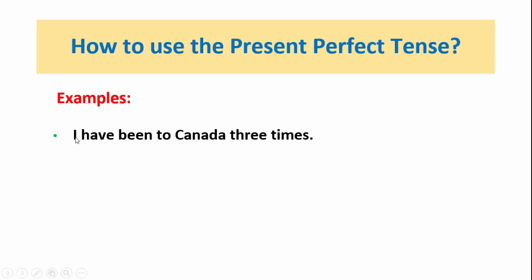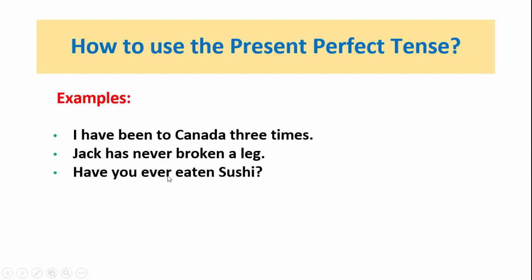Let's look at some examples. I have been to Canada 3 times. Jack has never broken a leg. Have you ever eaten sushi? So, in these 3 sentences, as you can see, the time is not really important. The action is more important than the time.